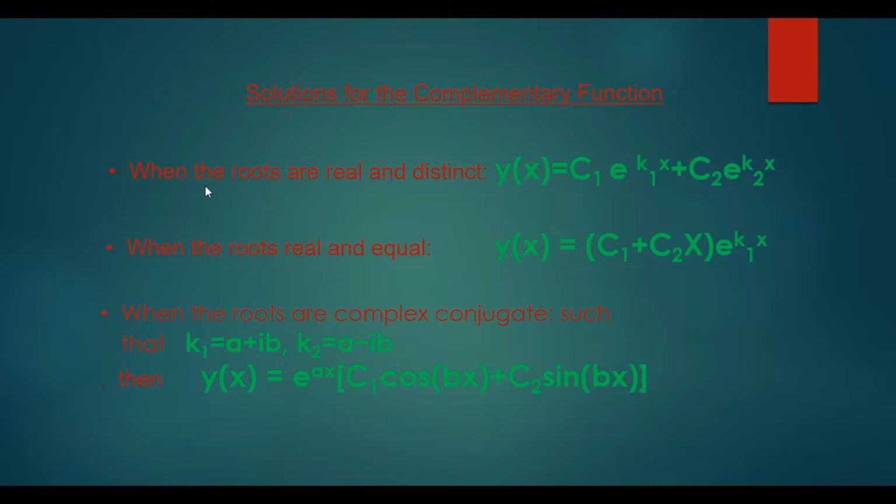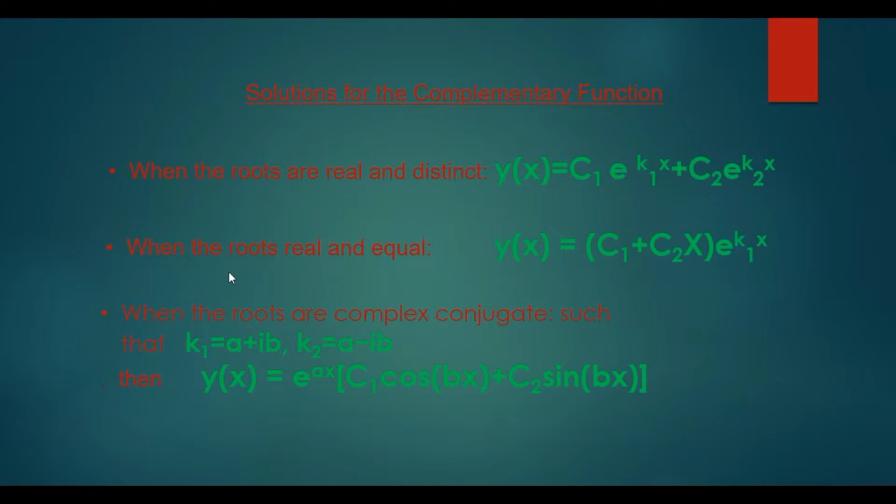The first case is when the roots are real and distinct, that is, the roots are not equal. Then the solution of the differential equation will be of this form, where c1 and c2 are constants and k1 and k2 are the distinct roots of the quadratic equation.